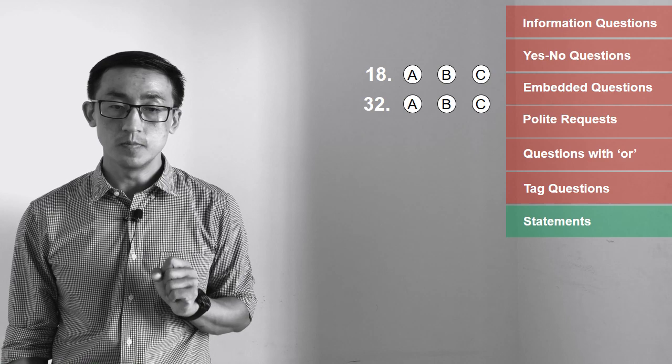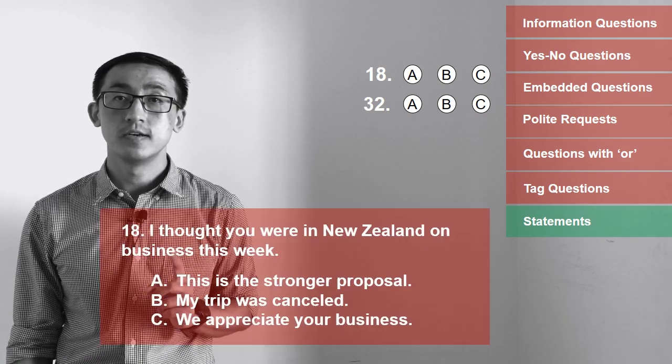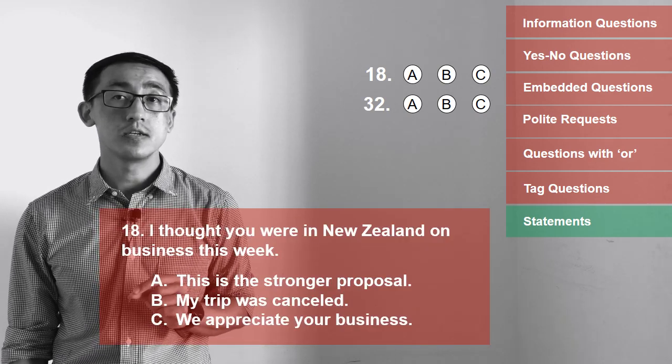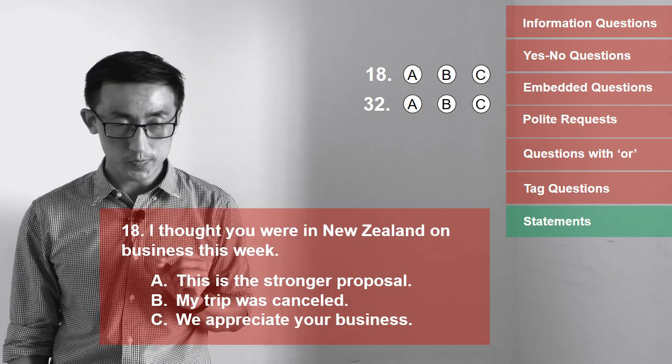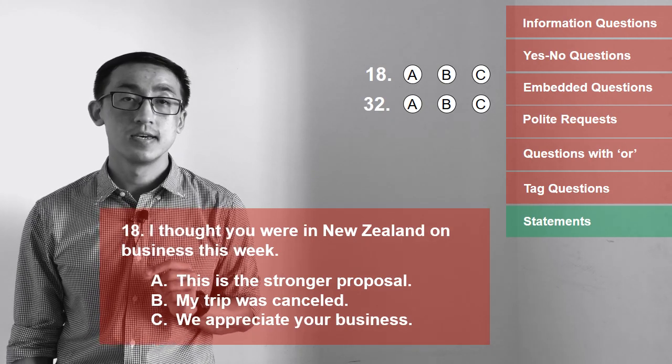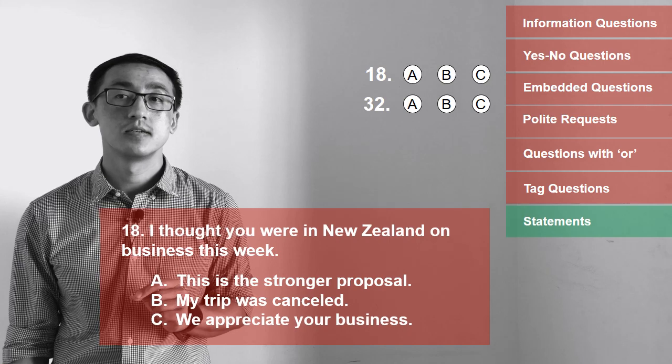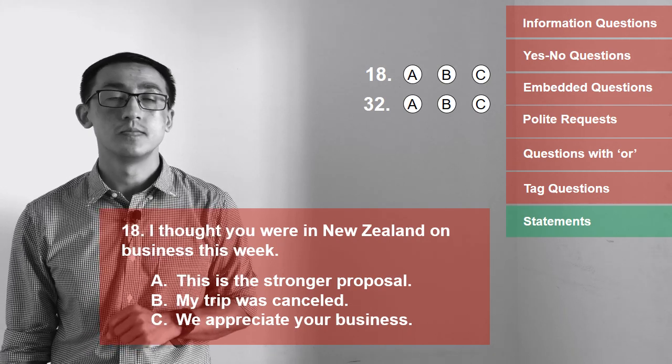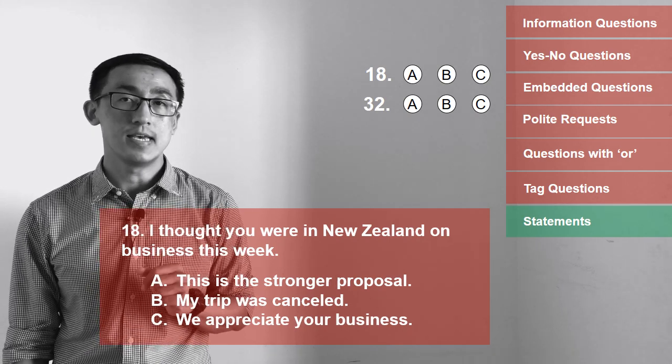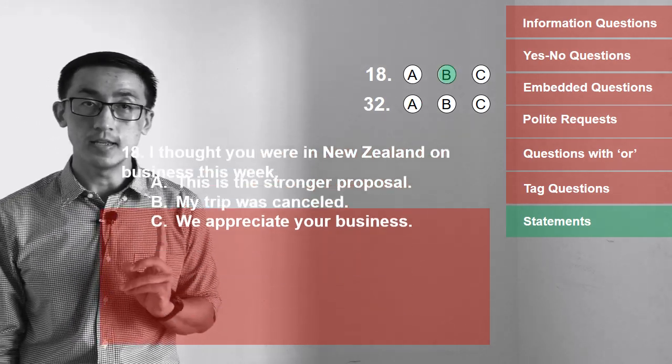So the statements are on your screen. I thought you were in New Zealand on business this week. So for this, which one is the suitable answer? The suitable answer is B. My trip was cancelled. Okay, let's go ahead and do another example.